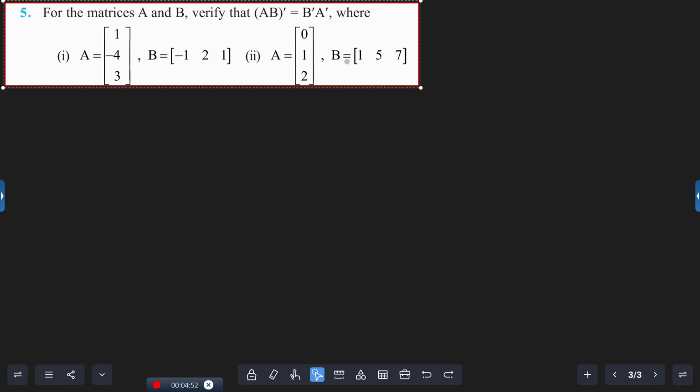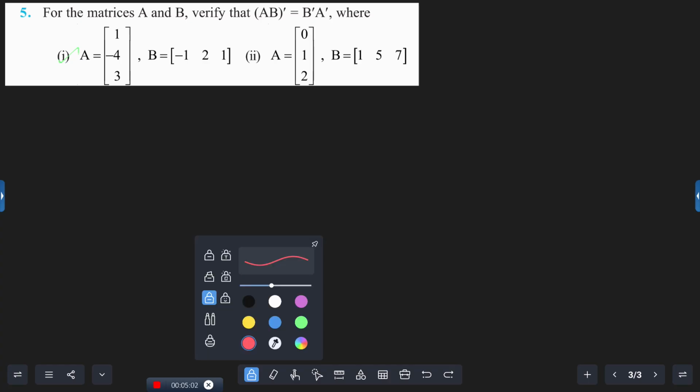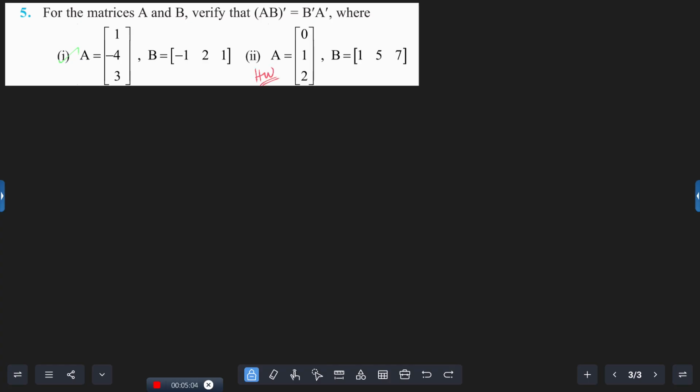Actually, we have 2 subdivisions in this. Children, we have 2 subdivisions. So the first one I do, and we try the second one. The second one you have to take as your homework. So what they are telling: matrix A is given, matrix B is given, and they asked to verify this. They asked to verify (AB) whole transpose equal to B transpose A transpose.